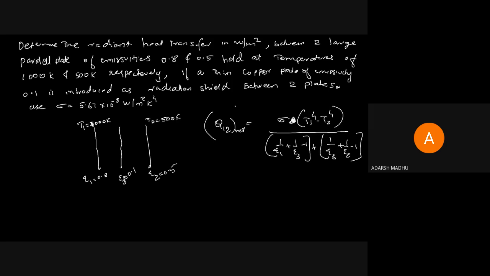The whole value is given. Sigma is given. T1 is given. T2 is given. Epsilon 1 is given, epsilon 2 is given, and epsilon 3 is also given. So directly substitute the values and find the value of Q12, the radiant heat transfer.